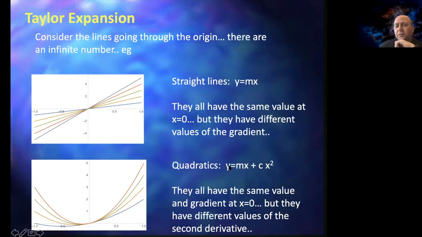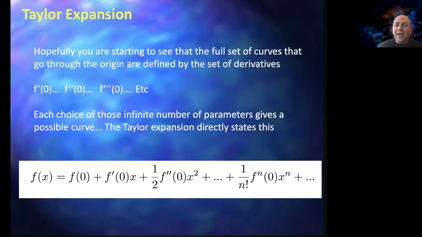Okay, so if I take a derivative of this, I get m plus 2c times x. If I then take a second derivative, I differentiate again, the m disappears and I'm left with just 2 times c. So this c, the second derivative, is classifying how this set of quadratic equations that have the same m and all go through zero differ from each other. So hopefully you're starting to see that every time I put in some derivatives, I can choose their values and I get a new curve.